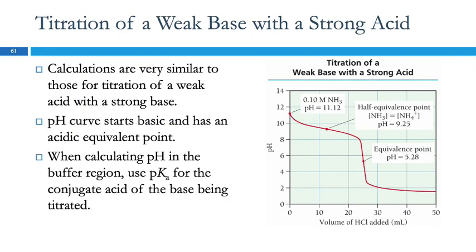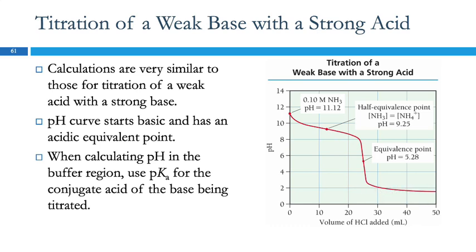I'm just going to skip one. I don't like that example. What if we're titrating a weak base with a strong acid? The calculations are really similar. Our initial will be a solution of a weak base. At the half equivalence point, we have the base and conjugate acid concentrations being equal. We'll see an equivalence point, and then it will go to acid.